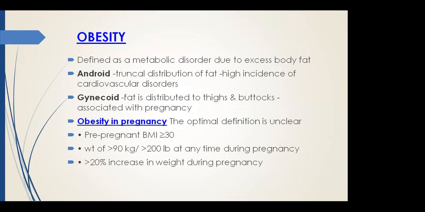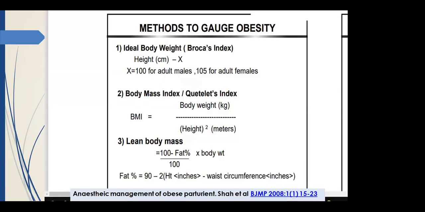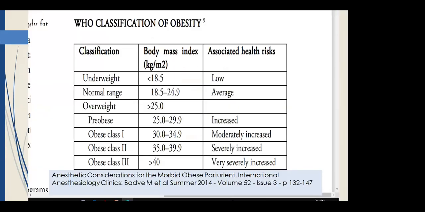Obesity in pregnancy is becoming more and more common, but still the exact definition is not clear. Pre-pregnant BMI more than 30 or more than 20% increase in weight during pregnancy may define an obese parturient. Various indices to gauge obesity are ideal body weight, which is height in centimeters minus 100 for males and 105 for females, body mass or Quetelet index, which is weight upon height squared, and lean body mass, which is used for calculating various drug doses.